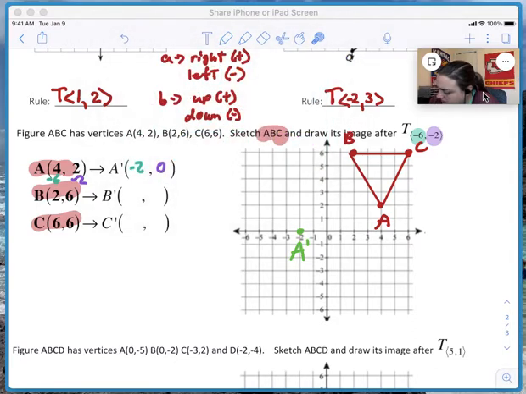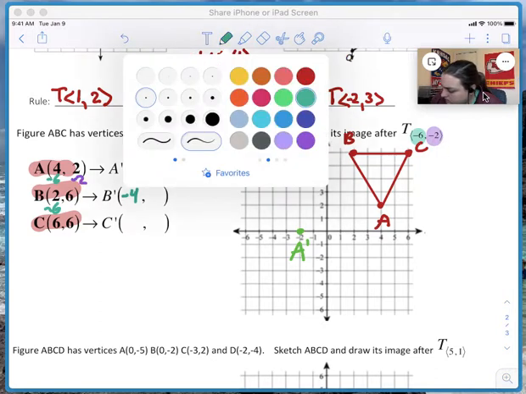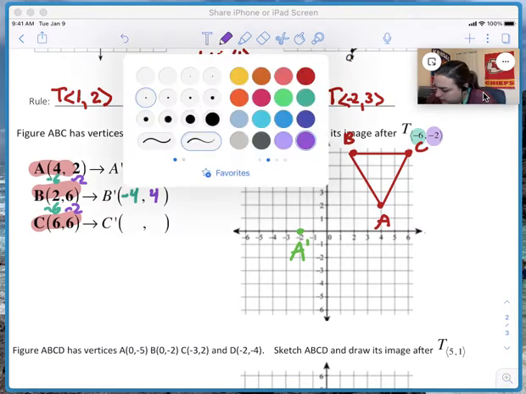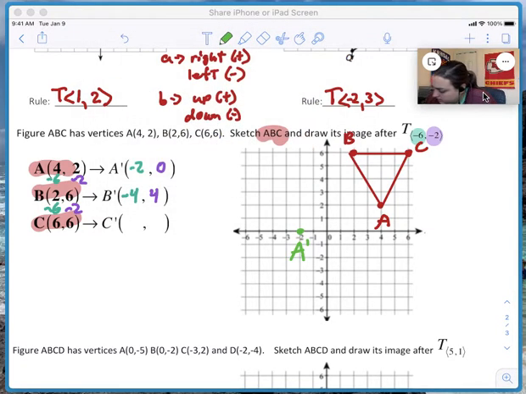So I'm going to take 2 minus 6, same thing here, okay, which is equal to negative 4. And I'm going to take 6 minus 2. Okay, which 6 minus 2 is 4. So now we're going to sketch B prime, which is negative 4, 4.